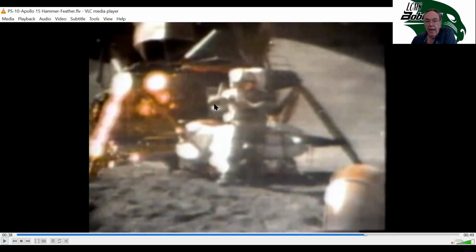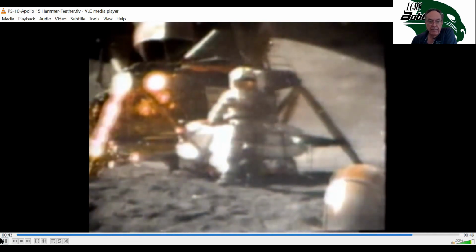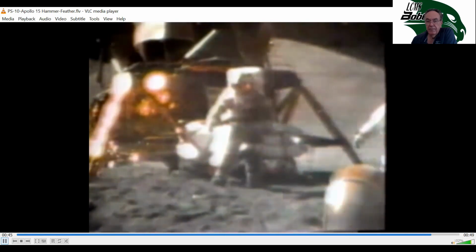Okay, so he's going to drop the hammer, and then he's going to drop the feather. There's no atmosphere on the moon, so there's no air resistance. So there's only the downward force of gravity pulling on both the hammer and the feather. And they hit at the same time. That proves that Mr. Galileo was correct in his findings.